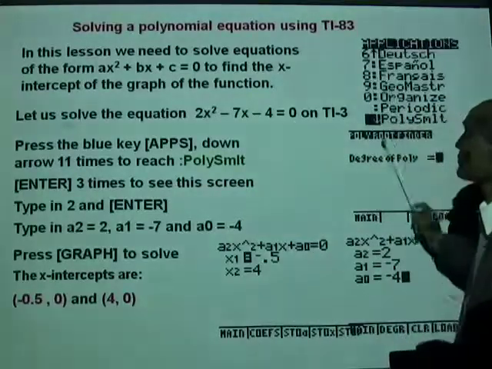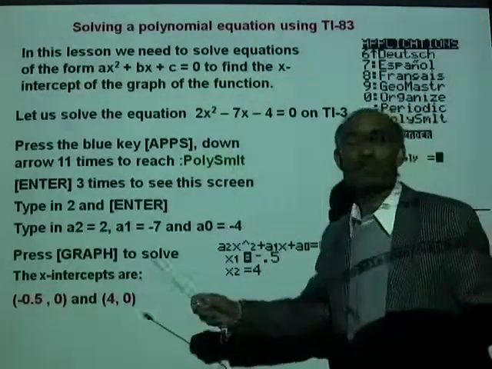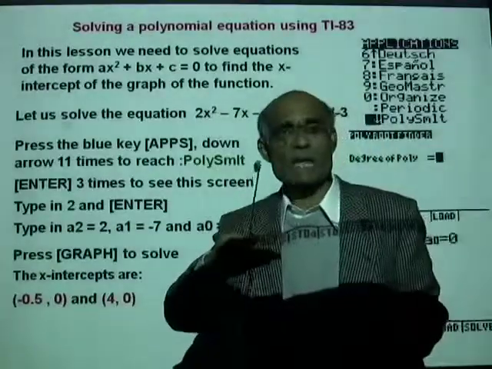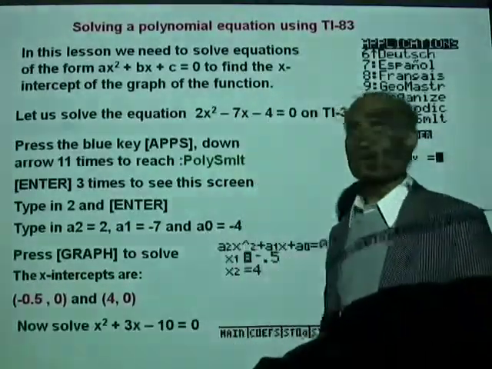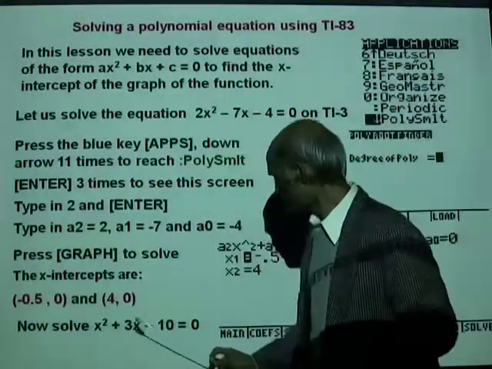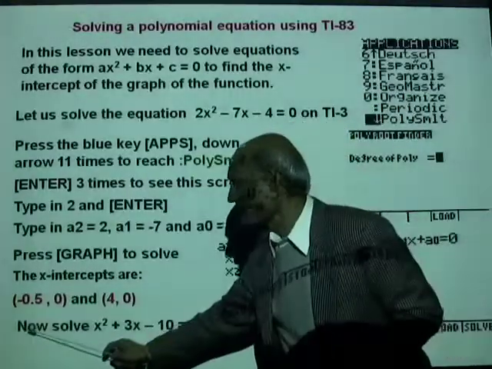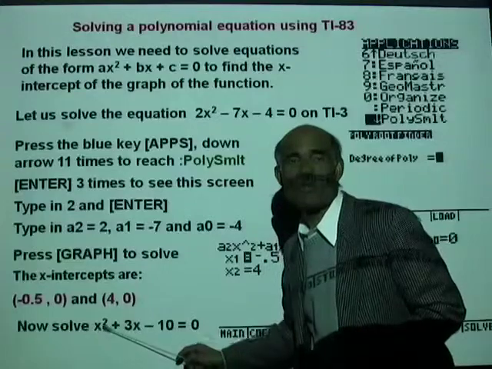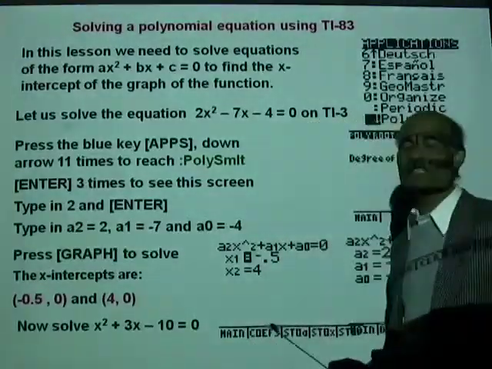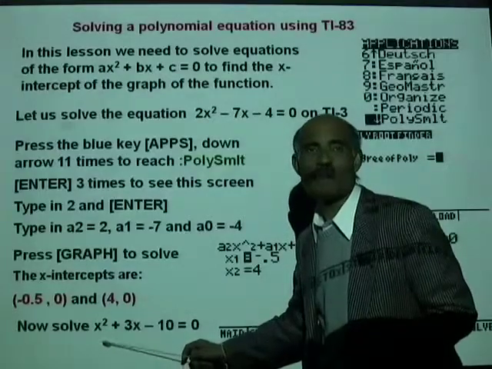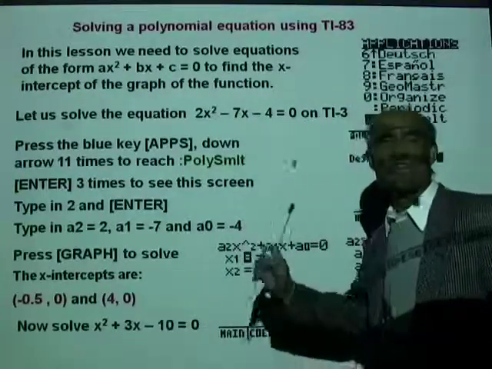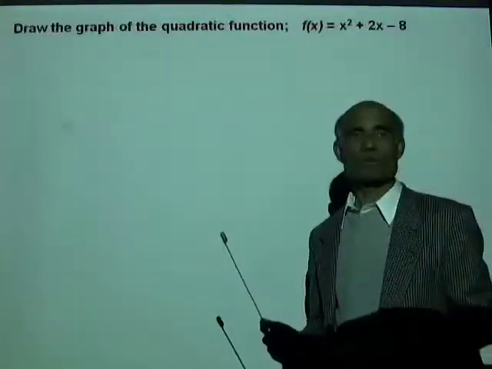I want you to practice this one more time. You can play the video again and practice this until you really learn it. Now, alright, let's now solve x squared plus 3x minus 10 equal to 0. Do this on your own and make sure that you understand this.